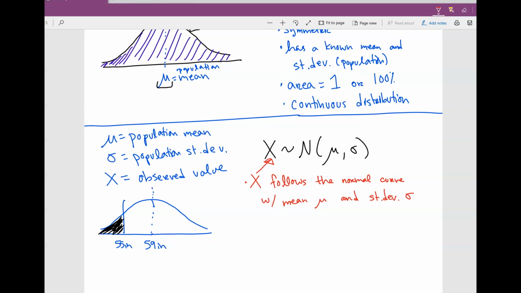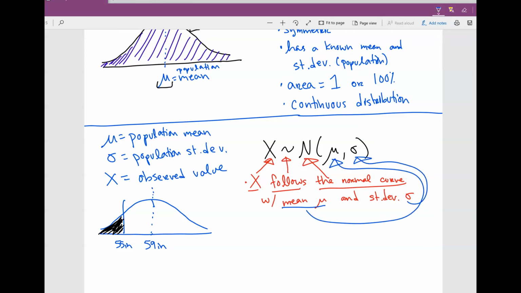So x, that's just x, follows, that stands for, the normal curve, which is this guy, with mean, so the mean goes basically here, and standard deviation goes in there, okay? So that's basically what all this means. Now, sometimes follows can be broken down to is distributed. So you can say x is distributed normally with the mean mu and standard deviation sigma. So that's basically what this means.